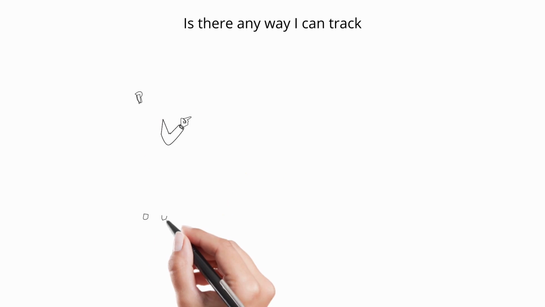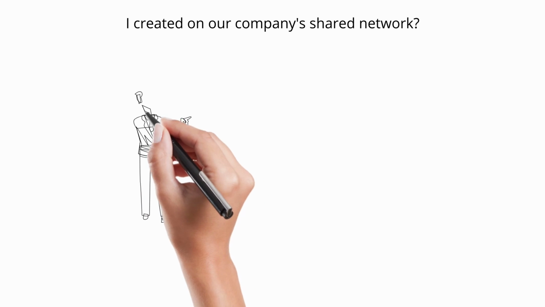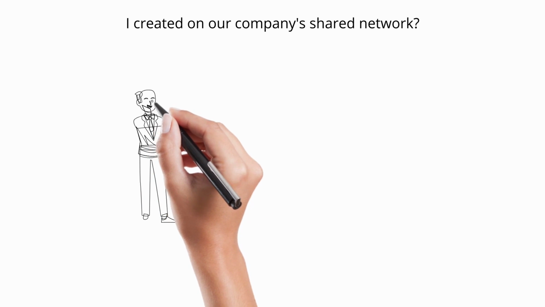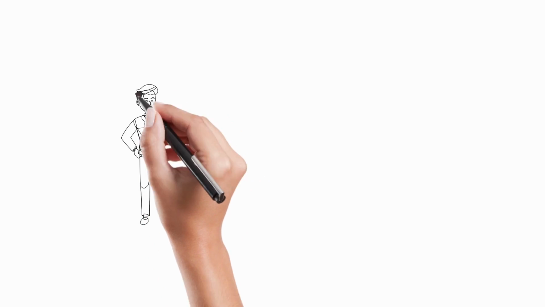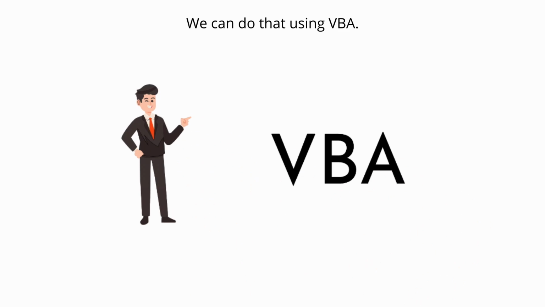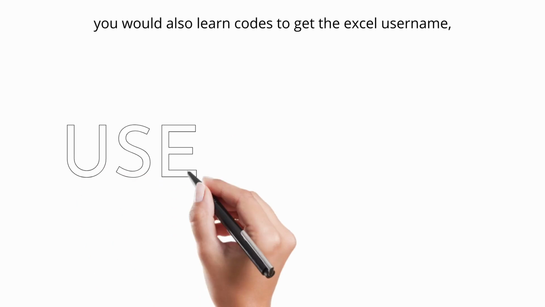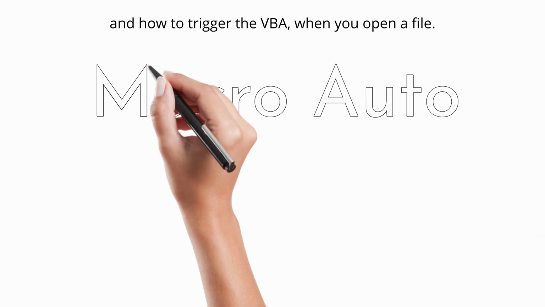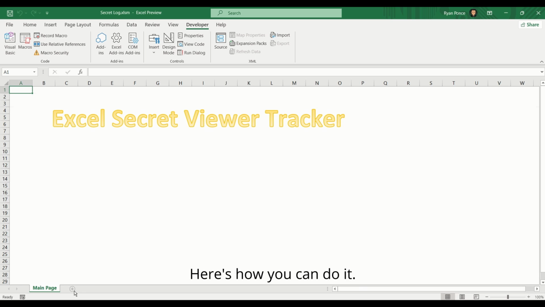Is there any way I can track who opened and saved the Excel file I created on our company's shared network? We can do that using VBA. Along the process, you would also learn codes to get the Excel username, current date, current time, and how to trigger the VBA when you open a file. Here's how you can do it.